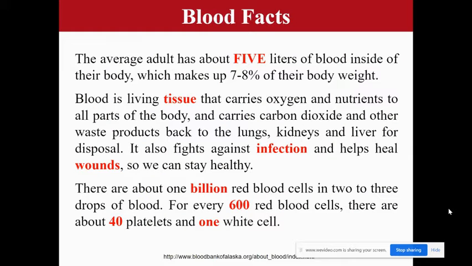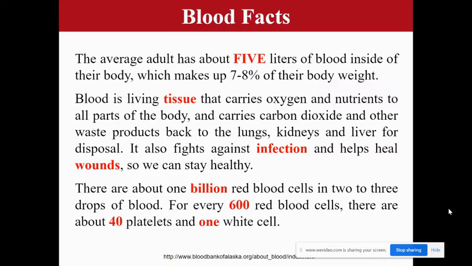Some different blood facts. The average adult has about 5 liters of blood inside their body, which makes up about 7 to 8% of your body weight. Blood is considered a living tissue that carries oxygen and nutrients to all parts of the body and carries carbon dioxide and other waste products back to the lungs, kidneys, and liver for disposal. Blood also helps us fight against infection. It helps heal wounds through those platelets so that we can stay healthy and functioning.